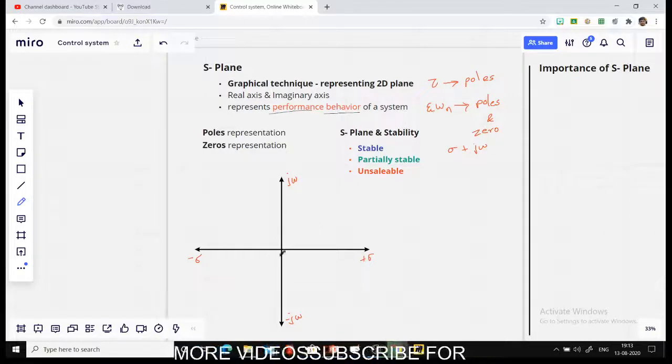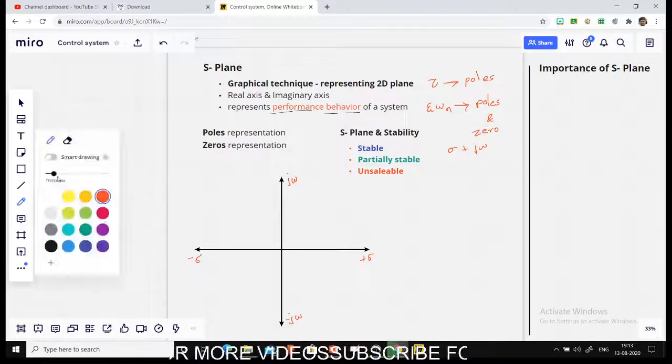So the 2D plane basically gives all the possible availability to plot all the possible values of your poles and zeros. So if it is real, it will be on the horizontal axis. If it is imaginary, it can be on the vertical axis. And if it is a combination of real plus imaginary, it can be somewhere here also. Okay, so that's why we basically use S-plane to plot the behavior of your system.